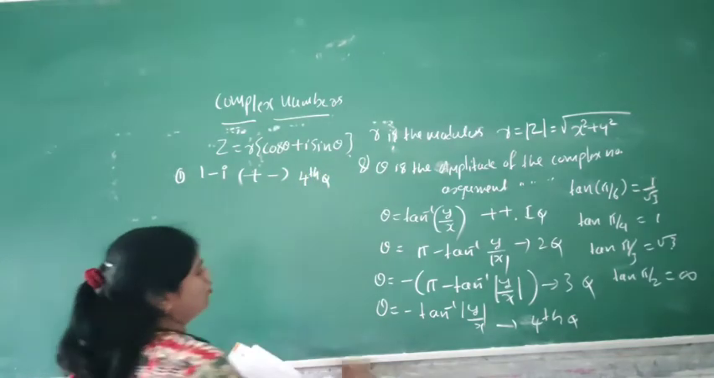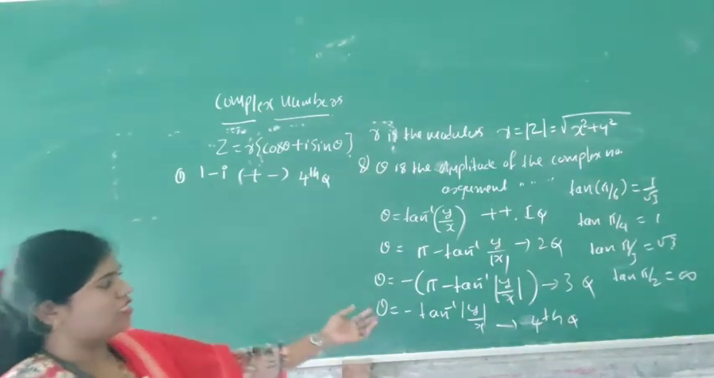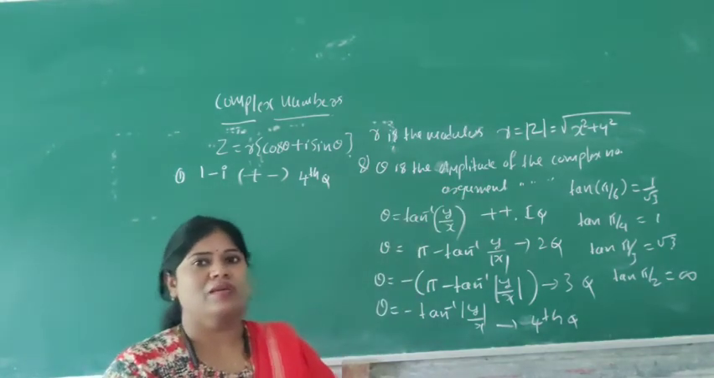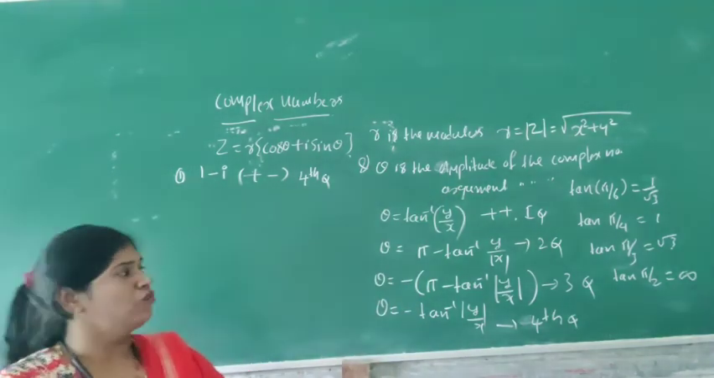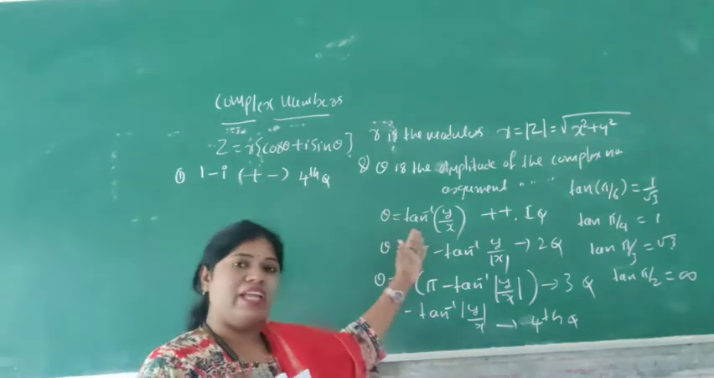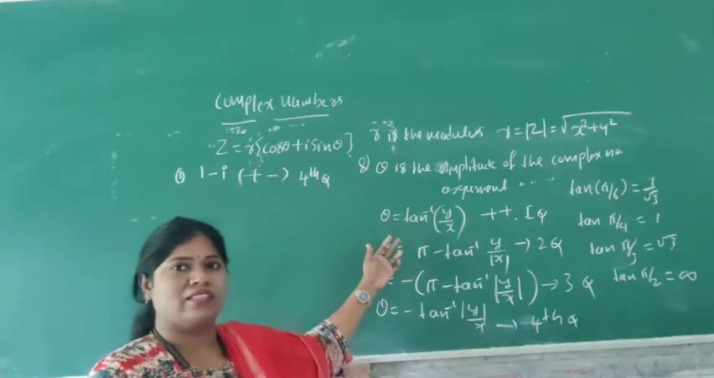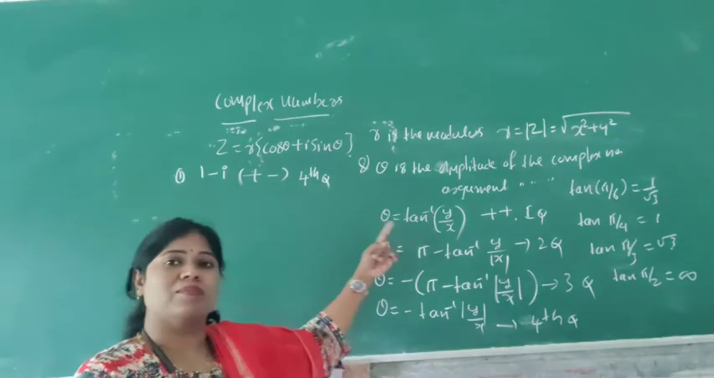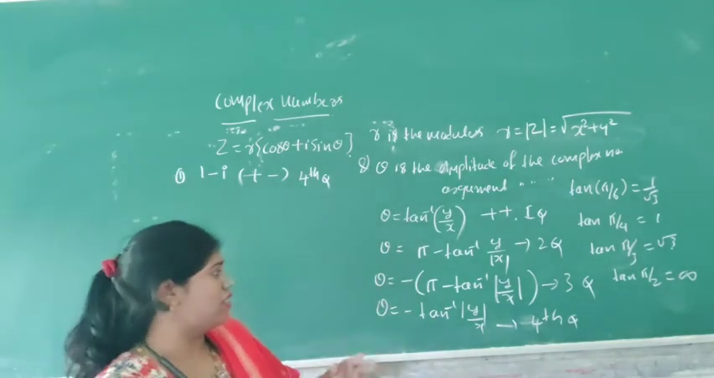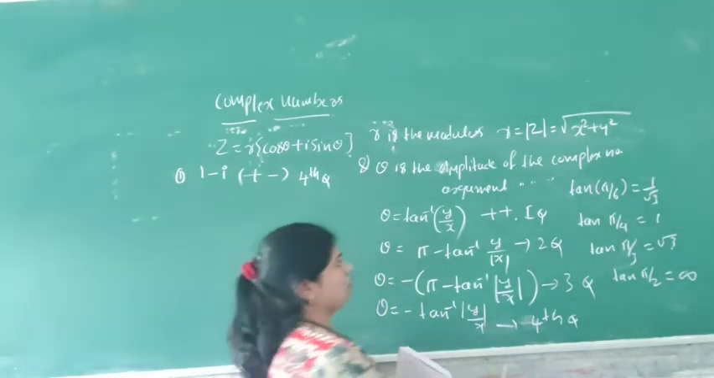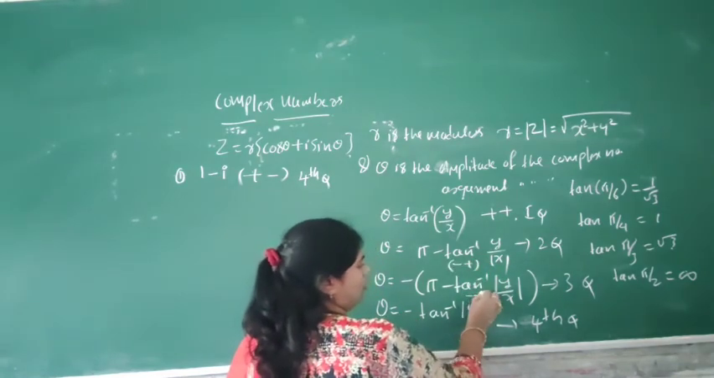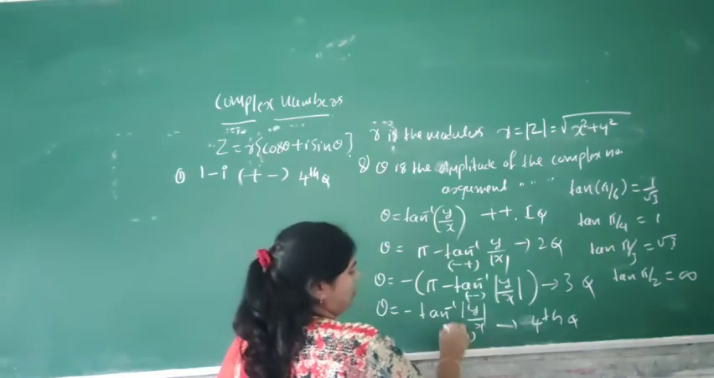So it is in the fourth quadrant now. Plus, minus: the x-axis will be plus and the y-axis will be minus, so plus, minus is in the fourth quadrant. Plus, plus is in the first quadrant. Minus, plus: the x-axis is minus and the y-axis is plus, so minus, plus is in the second quadrant. Minus, minus is the third quadrant.